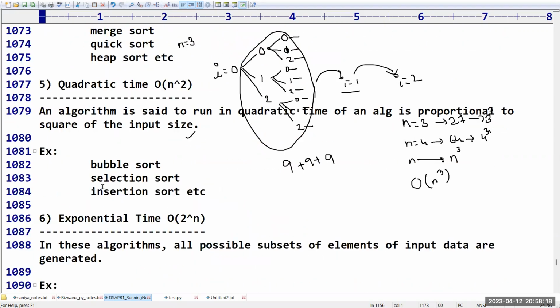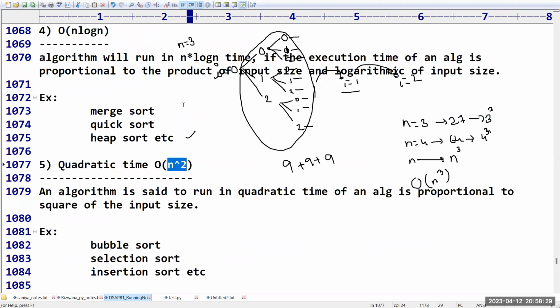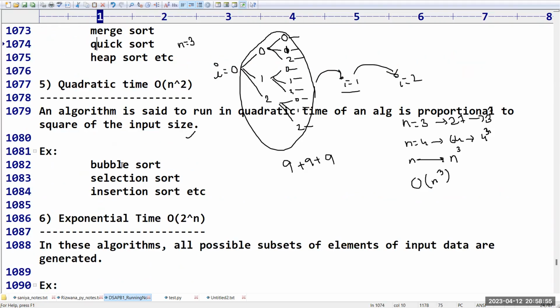In the previous example also I told you, bubble sort, selection sort, insertion sort take n square. That means if you have 100 elements, how many comparisons does it require? 10,000 comparisons. That will be reduced in merge sort and quick sort. Log 100 is almost 7, so 100 into 7 means 700 comparisons. Is 10,000 big or 700 big? 700. That's why merge sort and quick sort are the best algorithms when compared with the other sorting techniques.